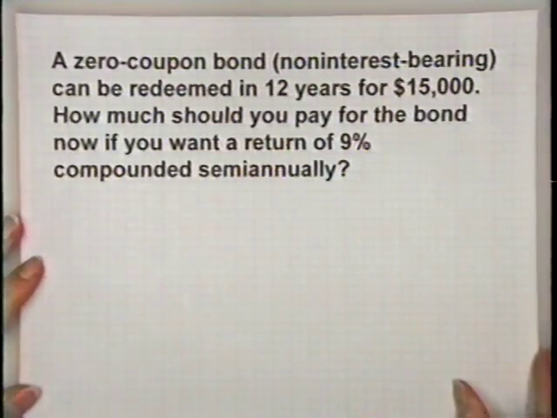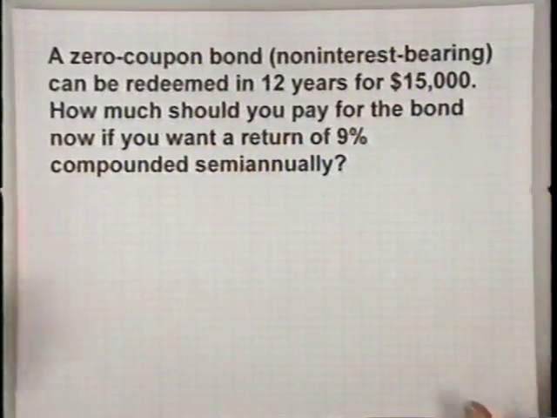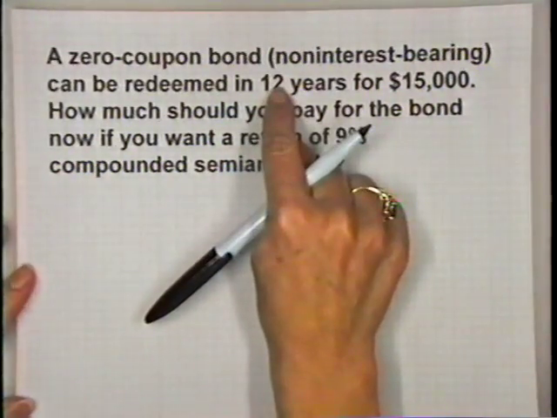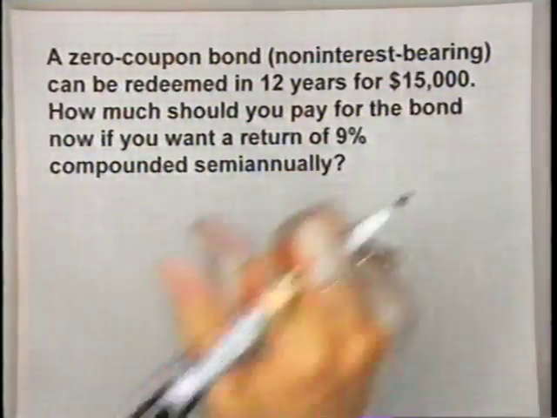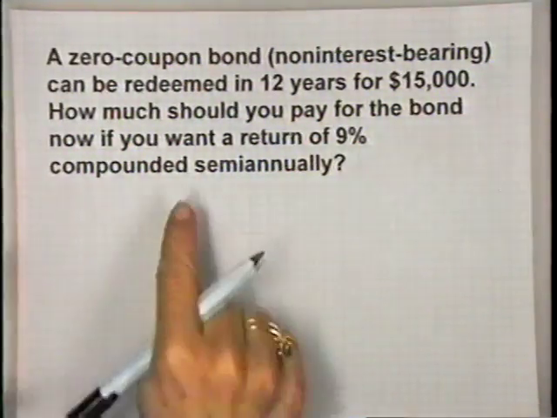Okay, I have one last problem that I want us to look at just to give you a little bit of basis for some real-world problems that you might be interested in someday when you're making investments. A zero coupon bond, that means a non-interest bearing bond, can be redeemed in 12 years for $15,000. The question is, how much should you pay for the bond now if you want a return of 9% compounded semi-annually? Now what they're telling you is that in 12 years you're going to get $15,000. And the question is, how much should you pay now? In other words, how much principal should you put in now if you're going to get that $15,000 in 12 years? Now we're compounded semi-annually here.